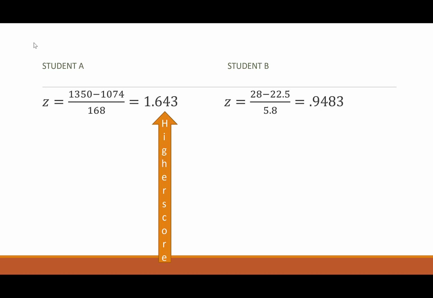So student A had the higher score, so if we had a limited access program where we could only let one of them in, maybe we would lean towards student A because their SAT score was higher. So I hope that helps you get a picture of what z-scores are, what we use them for, and I want you to think for now, location, location, location.